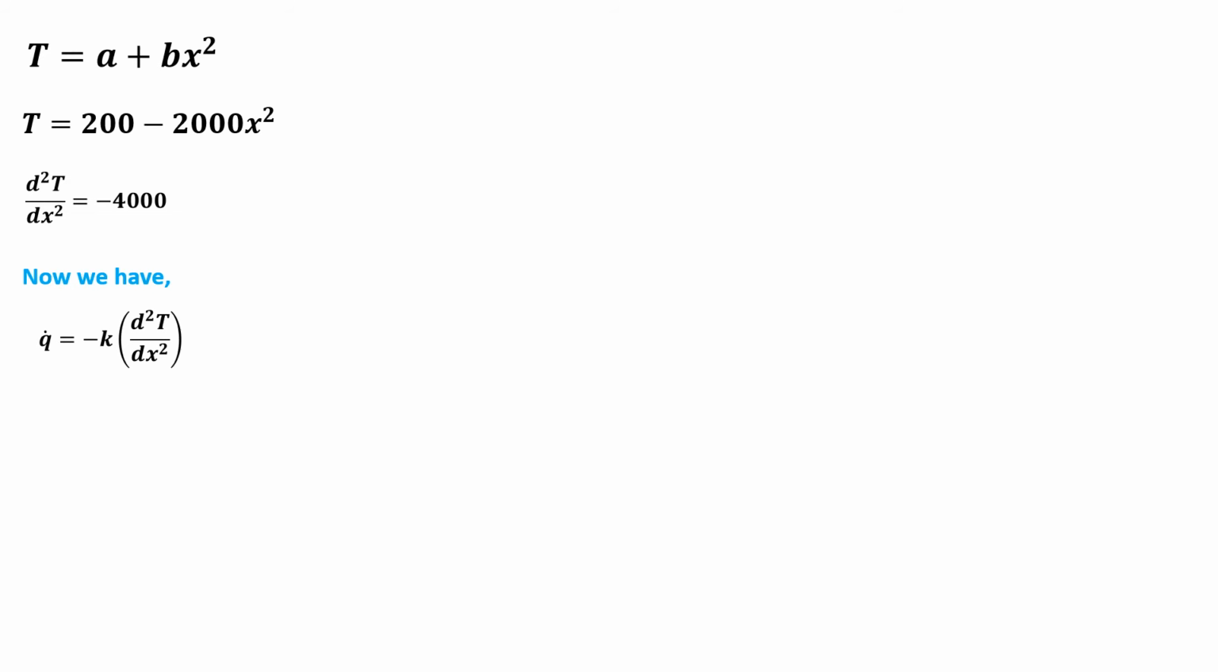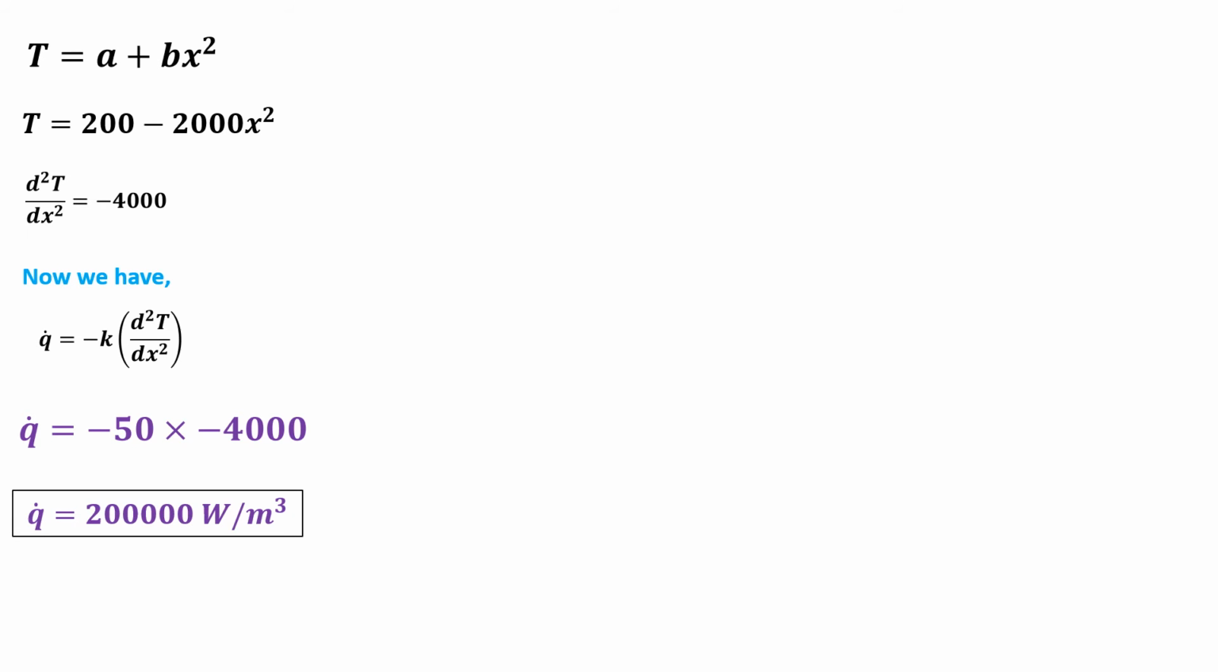Now we have q dot is equal to minus k d square T over dx square. We have rearranged the heat diffusion equation for q dot. Substitute the value of k equal to 50 given in the problem statement, and d square T over dx square that we have determined, which is minus 4000. Solving for q dot, it comes out to be 200,000 watt per meter cube.